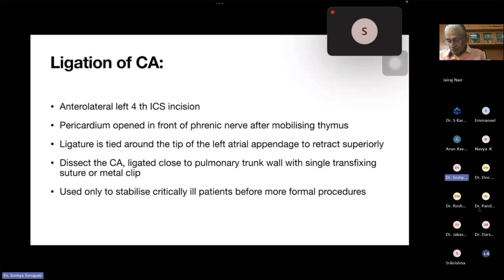Dissection of the anomalous coronary artery is done up to the pulmonary trunk, and it is ligated close to the pulmonary trunk wall with a single transfixing suture or a metal clip.